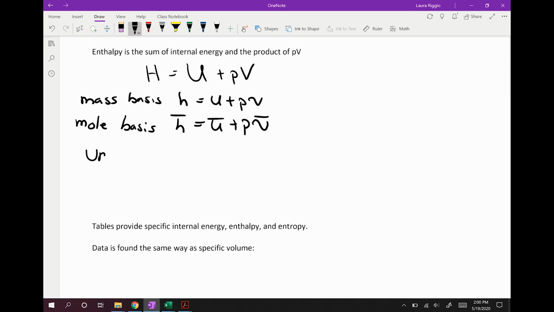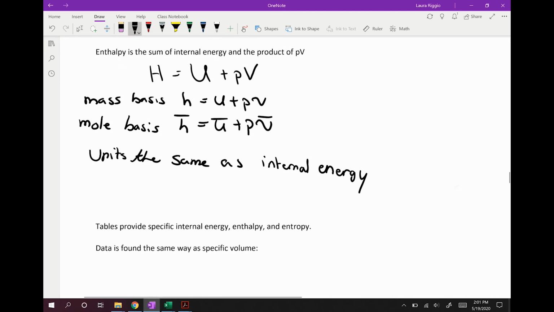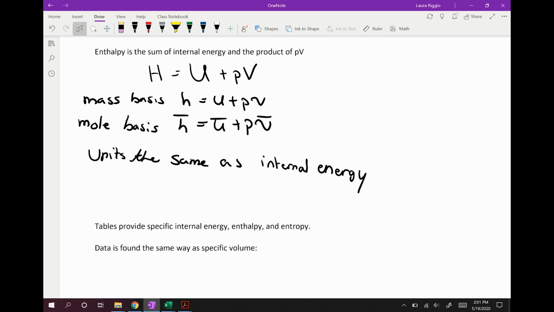And the units are the same as internal energy. So the tables in the back of the book provide information on your internal energy, your enthalpy, and entropy, which we'll introduce in chapter 6, in addition to your specific volume.